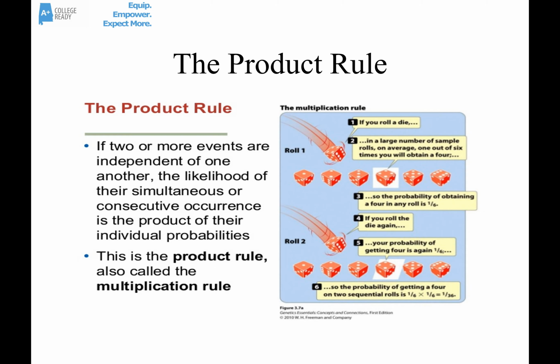So here's the product rule with dice. Let's say that you wanted to know the probability that you would get 2 4s in a row on a dice. Well, there's 6 sides on a dice. So the probability each time of getting a 4 is 1 out of 6. The probability of getting 2 4s in a row would be 1 out of 6, first roll, times 1 out of 6, second roll. So the probability of rolling 2 4s in a row is 1 out of 36. Again, that's called the product rule. You also may hear it called the multiplication rule.